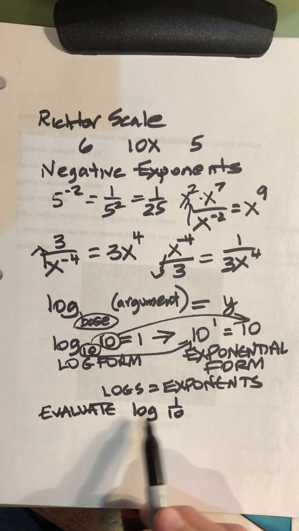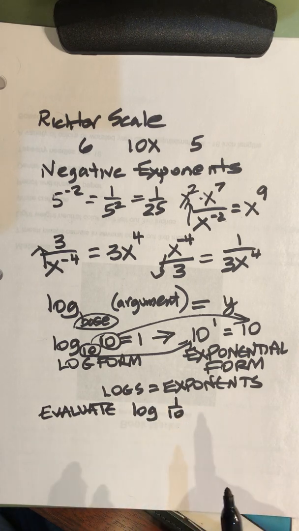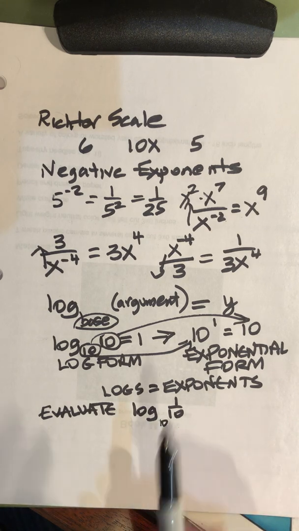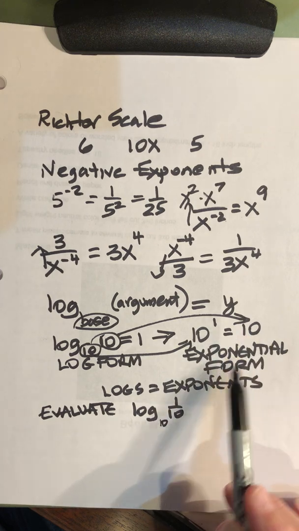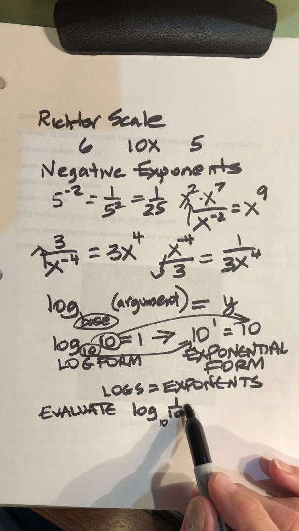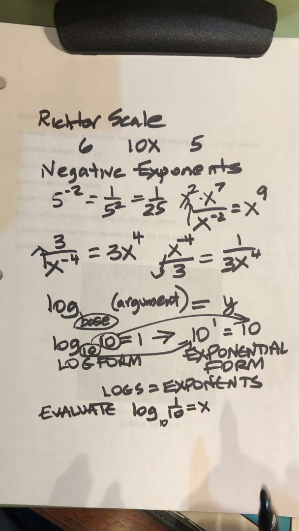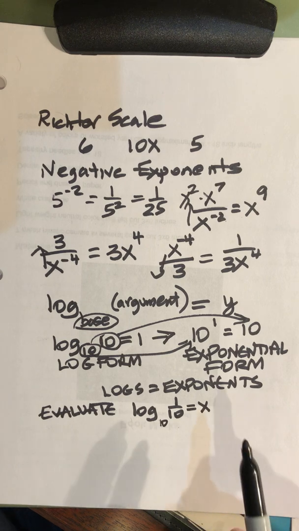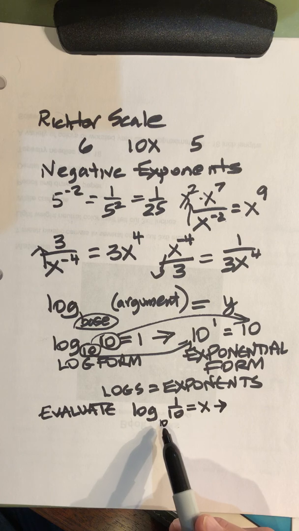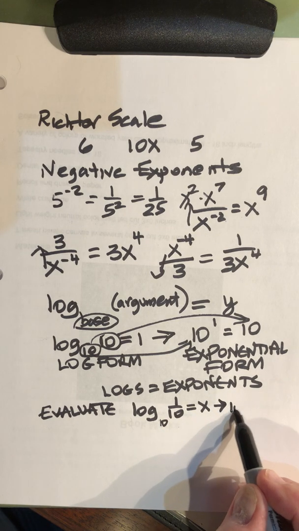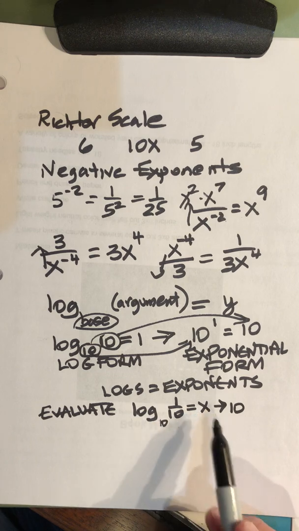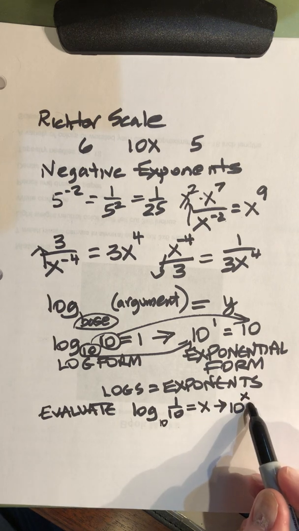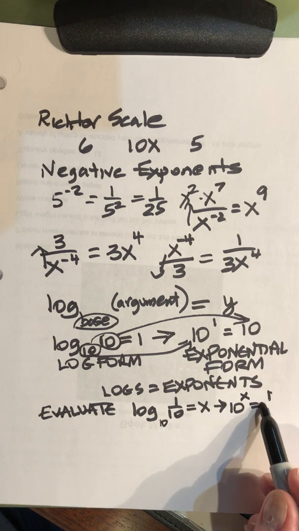And if I'm evaluating this, log of 1/10, I'm going to put that in there just to help me do the conversion when I convert to exponential form. And then I'm going to set this equal to x, because that'll tell me if I can figure out what x is, then I know the value of log 1/10. All right, well, let's convert. What's the base? 10. Logs are exponents, so the exponent of the base is x. And that would be equal to the argument, which is 1/10.